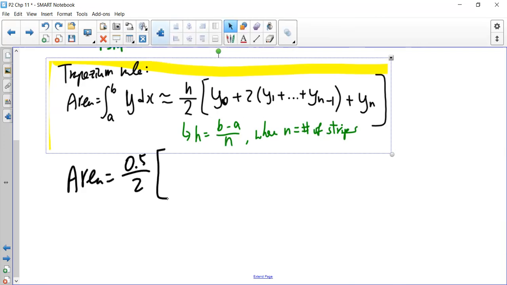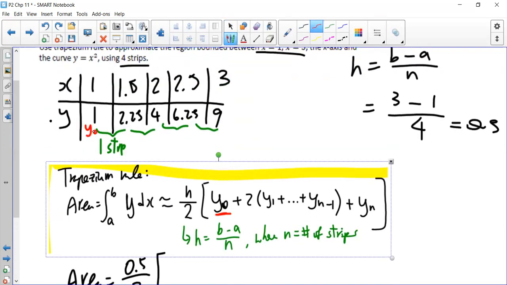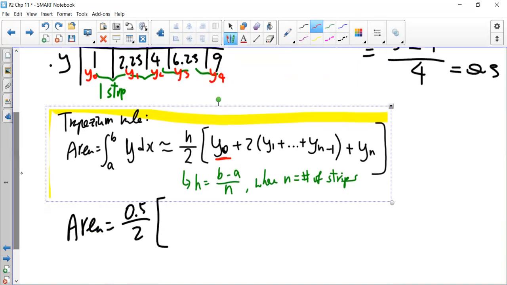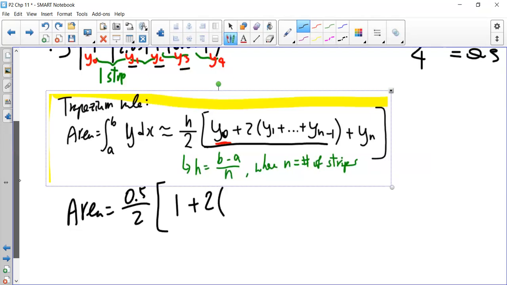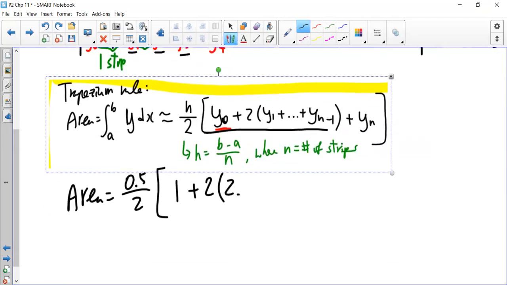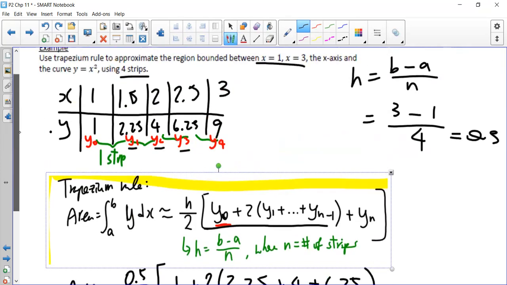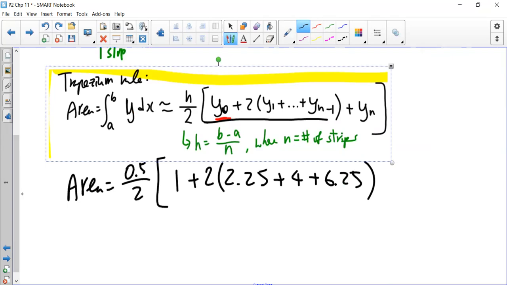So y0 is the first term in y. So that's your y0 in here. That's your y1, y2, y3, and y4. So what we do here is we take the first number y0, which is 1, plus 2 lots of anything in between, apart from the n values. So that's y1, y2, and y3. So we'll put 2 times 2.25 plus 4 plus 6.25. Make sure I got it correct. Yep. And then close bracket. And then plus yn, which is the last value, plus 9.